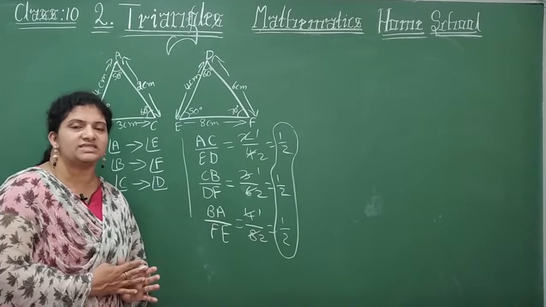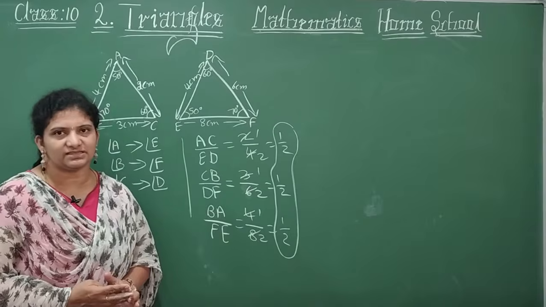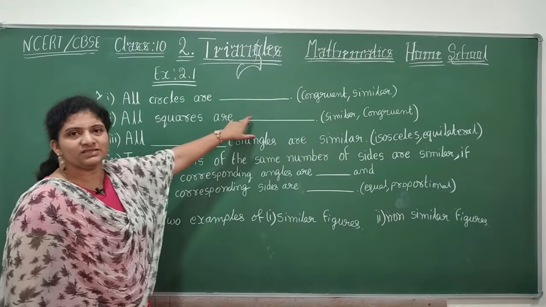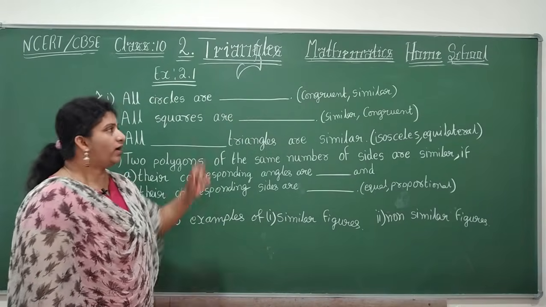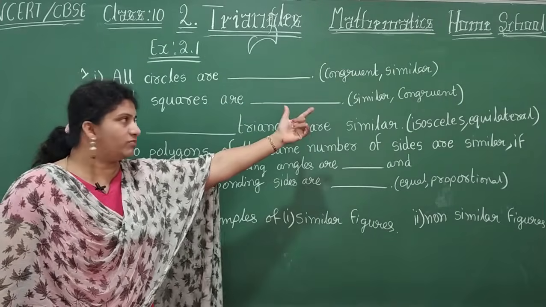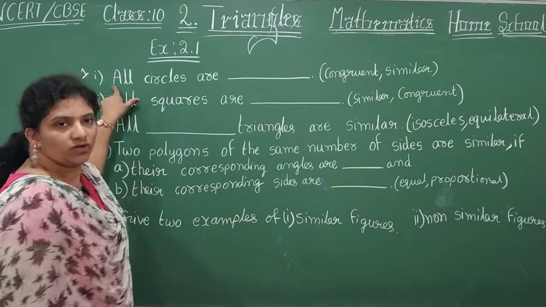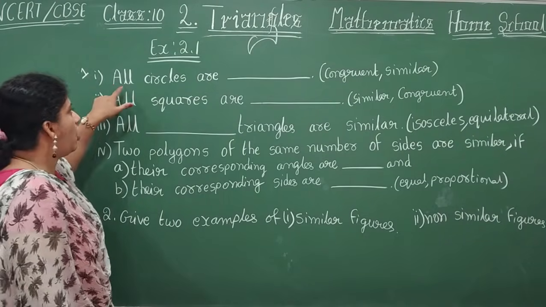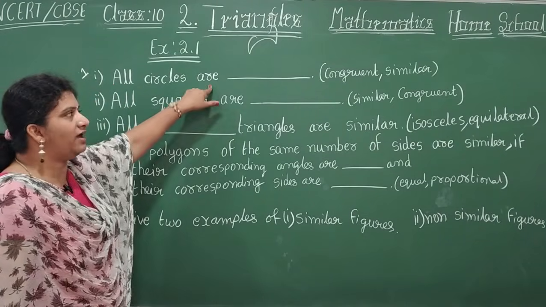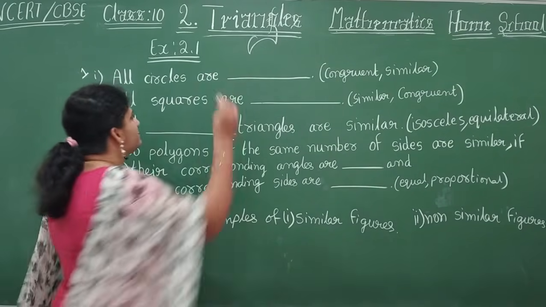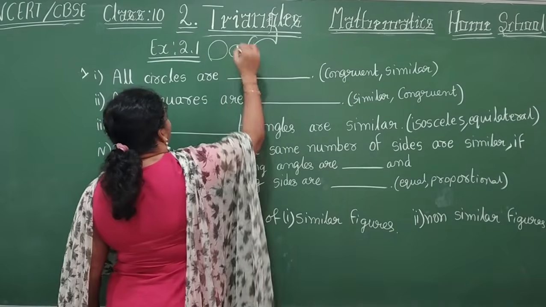We are going to start now first exercise. Let's start your exercise 2.1 here. Fill in the blanks with a similar word. What is the correct answer? You select from those two options and write here. Right? So now, what's your first question here? All circles are dash. All circles are dash means, suppose if you take like this.